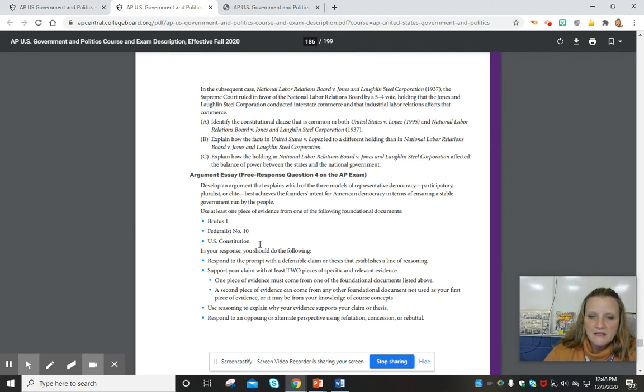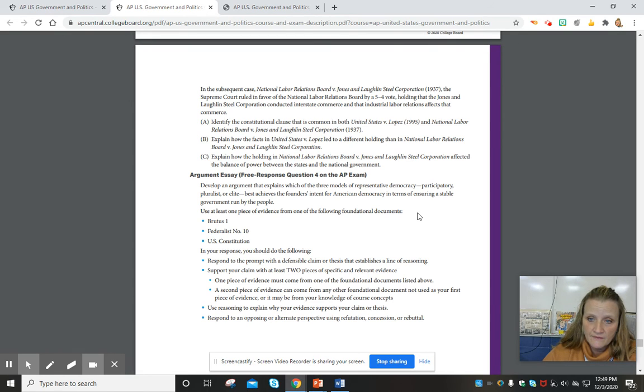And so this is why we had these foundational documents. This is a foundational piece. Develop an argument that explains which of the three models of representative democracy best achieves the founders' intent for American democracy in terms of ensuring a stable government run by the people. So you're going to have to know what a participatory government is, a pluralist or elite theory. All right. And use at least one piece of evidence from one of the following foundational documents to show this.